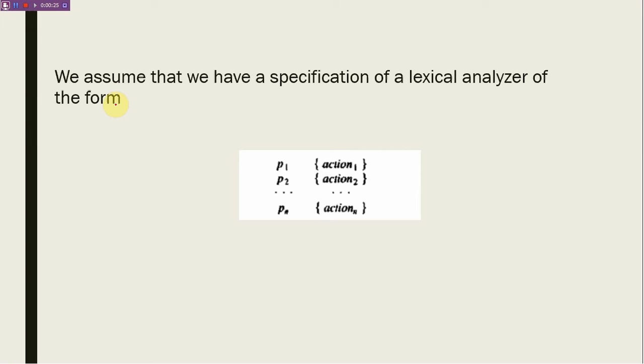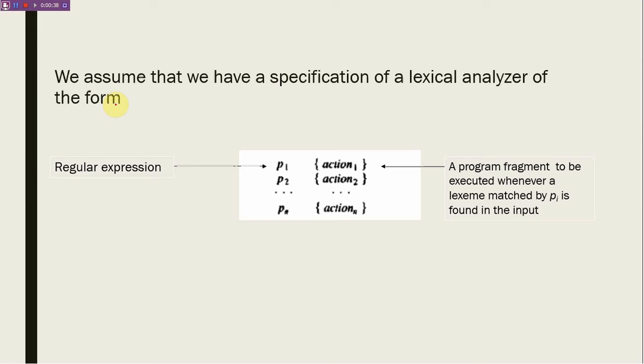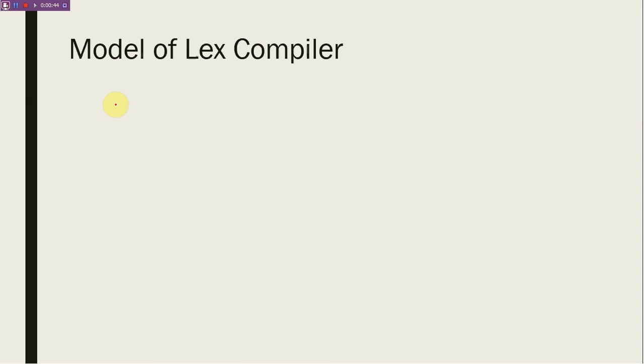We assume that we have a specification of a lexical analyzer of the form p sub 1, action sub 1, up to p sub n, action sub n, where p sub i is a regular expression and action sub i is a program fragment to be executed whenever a lexeme matched by p sub i is found in the input. Here's a model of a Lex compiler.